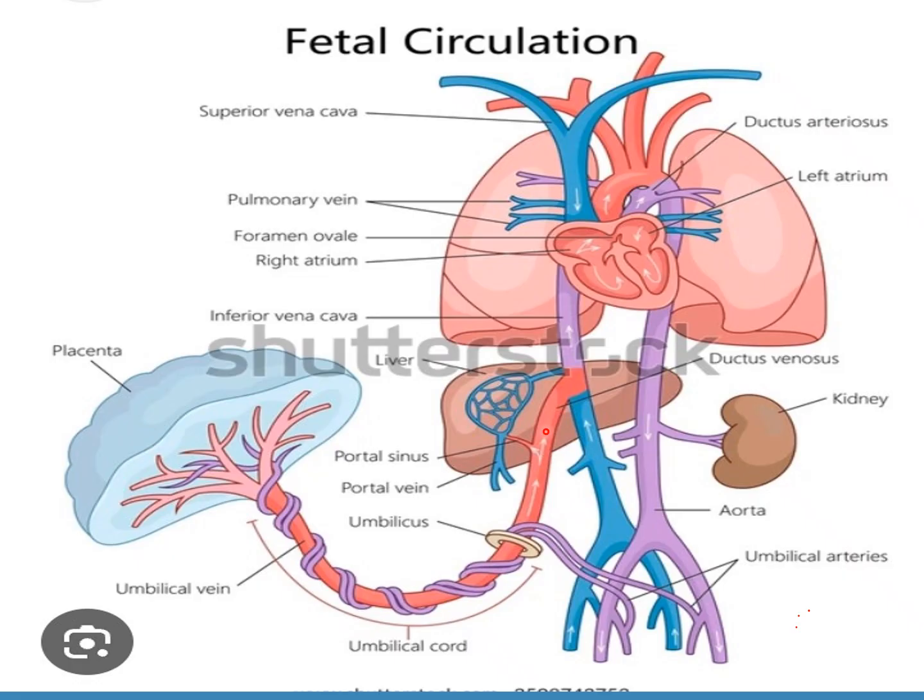So the first shunt occurs with the help of the ductus venosus, a duct that connects to a vein. Blood is shunted away into the inferior vena cava, away from the liver. This blood in the inferior vena cava goes straight into the right atrium.